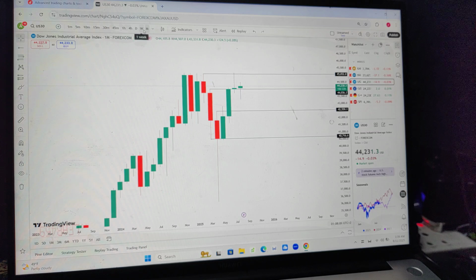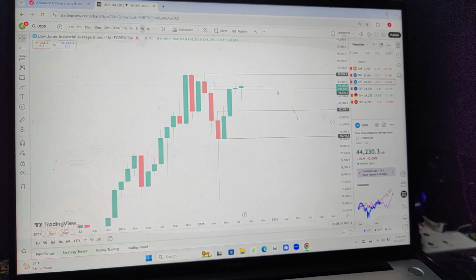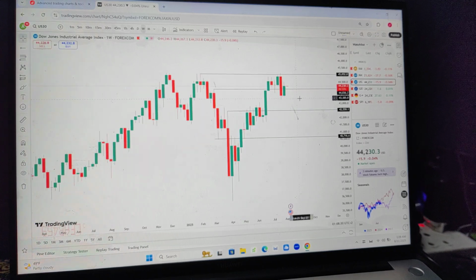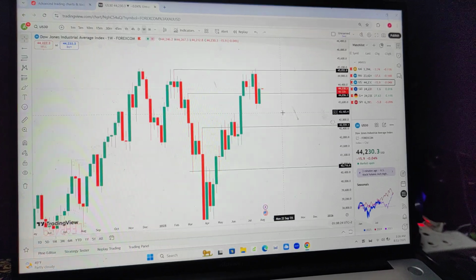So this is a monthly time frame that I'm looking at. So we need to do a top-down analysis. Now we're chopping it down to a weekly time frame. So when we're chopping it down to a weekly time frame, this is what we see.